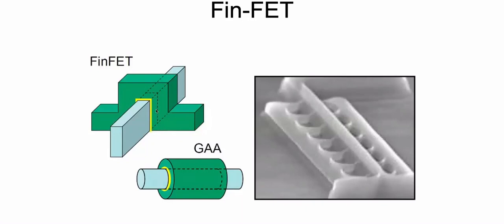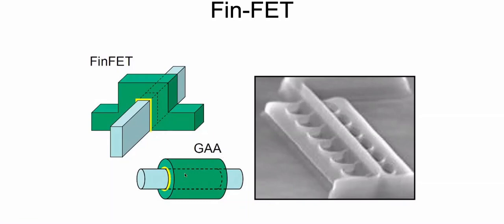The FinFET itself looks like this. These are the fins, and the gate is around it. However, in future devices, people say if we make the gate around the fin, why not make the gate surround the device? This is called GAA, gate all around. This is like the dream of the device engineer.